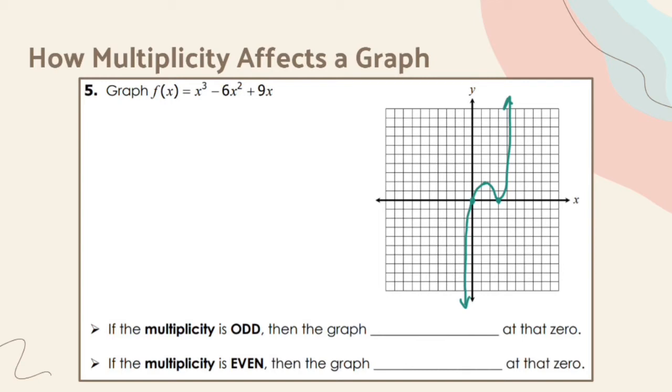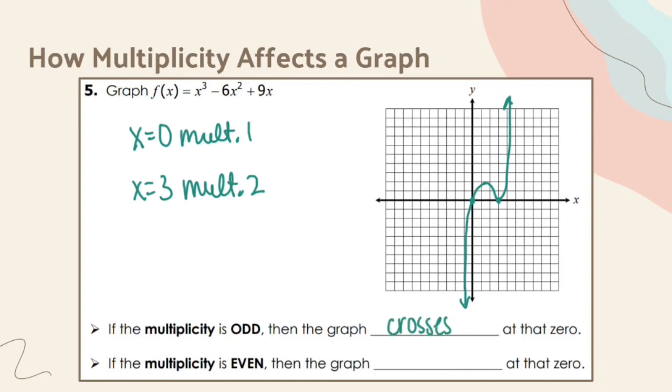So something that this tells us, we had x equals 0 with a multiplicity of 1, and x equals 3 with a multiplicity of 2. If the multiplicity is odd, then the graph will cross the x-axis at that 0. If the multiplicity is even, then the graph bounces at that 0. It bounces off the x-axis.